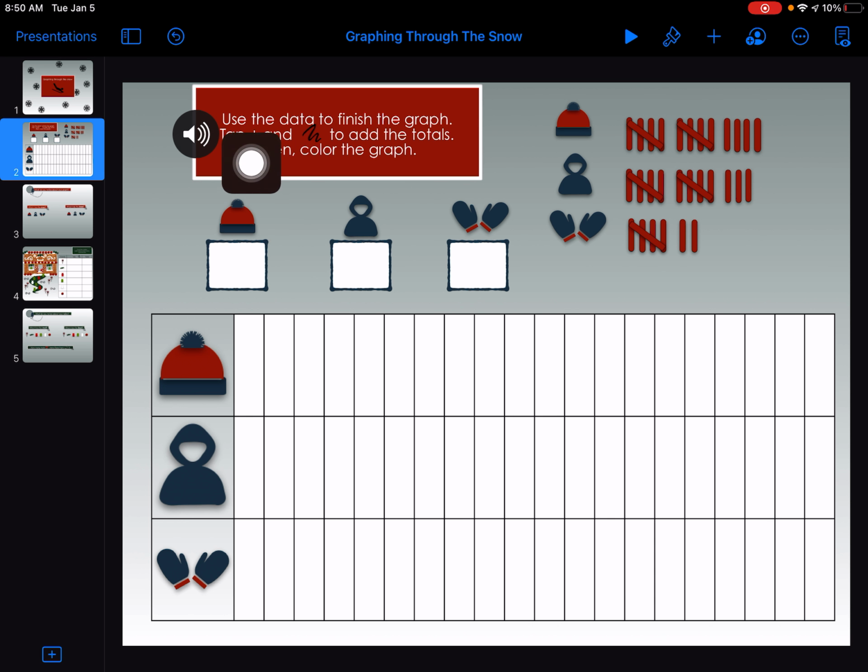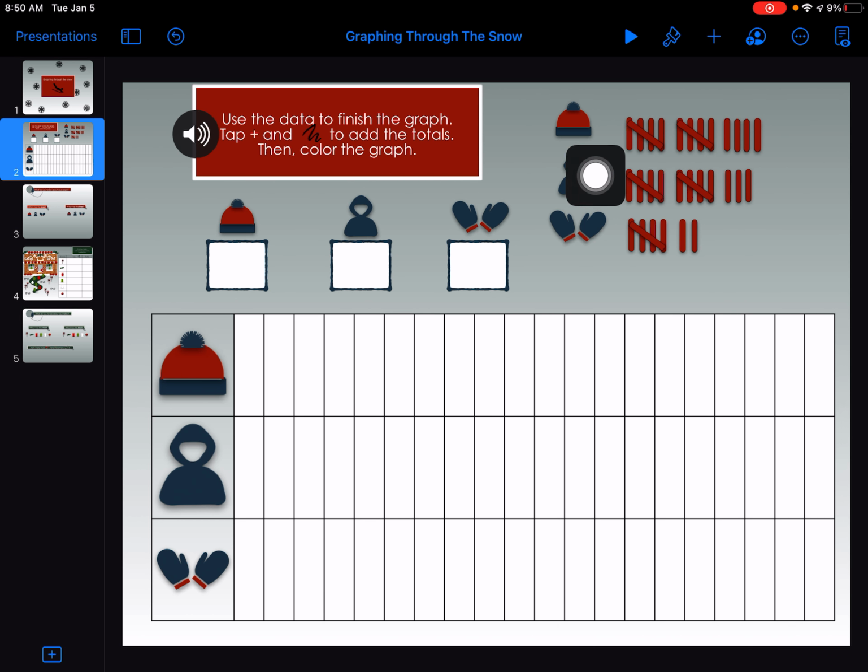The directions say use the data to finish the graph. Here's the graph we're going to finish. Tap the plus sign in the squiggle to add the total. So we're going to use the drawing to add the number of tally marks we see. Then we're going to color in our graph.